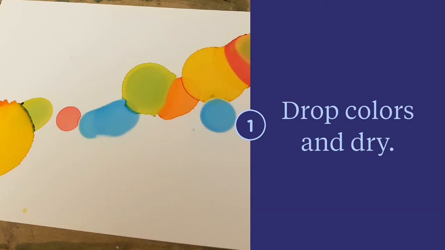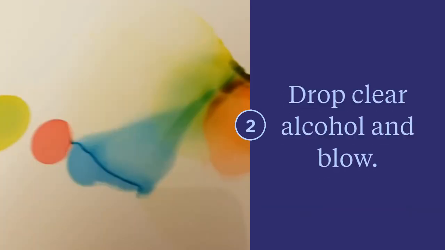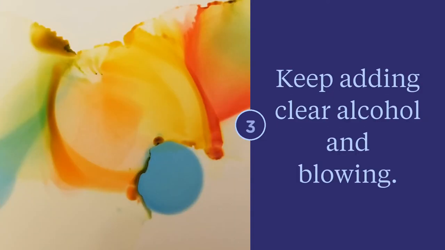Put drops of color on the plain Yupo paper and then let it dry. Then add a clear drop of alcohol and blow with your straw. Add drops of clear alcohol and continue to blow.